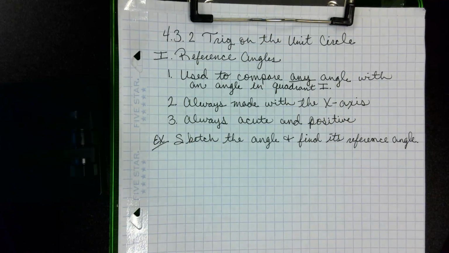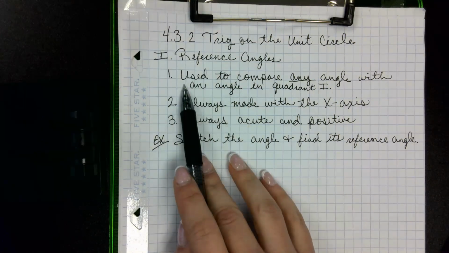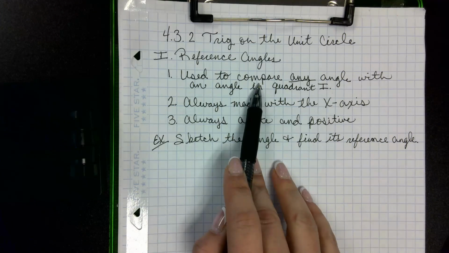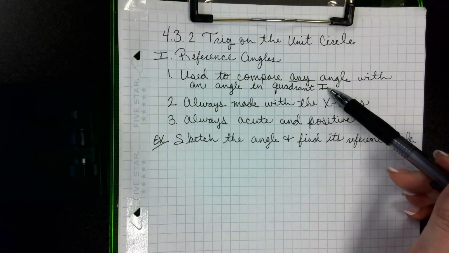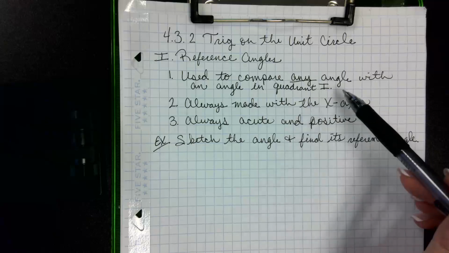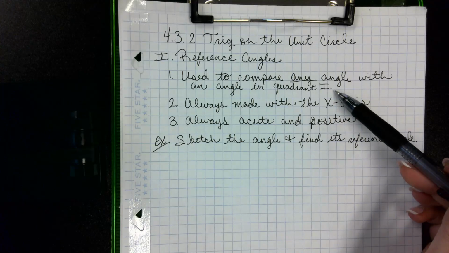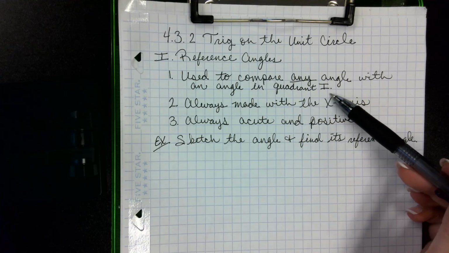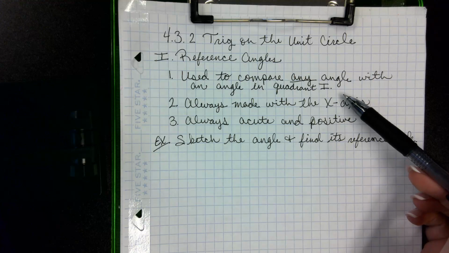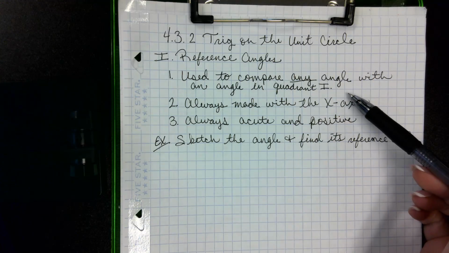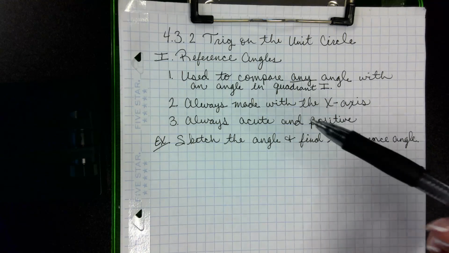We're talking about reference angles. Reference angles, what are they? What are they used for? They're used to compare any angle on the unit circle with an angle in quadrant 1, so that way you don't have to know every cosine, sine, tangent all the way around the circle. If you know the ones in quadrant 1, then you can find the value of that one and then just figure out if it's positive or negative based on what quadrant you're in.